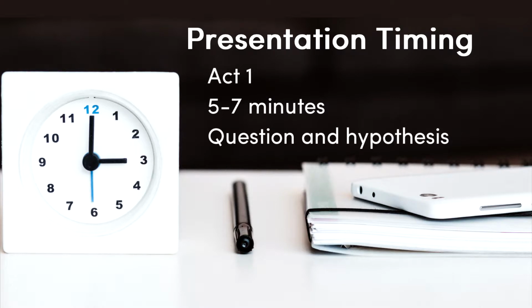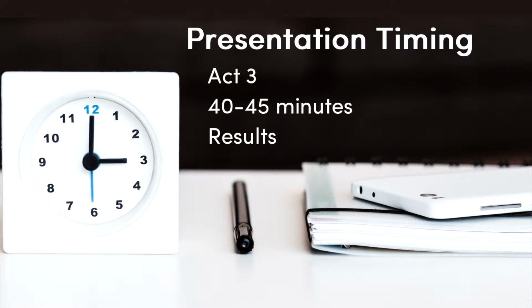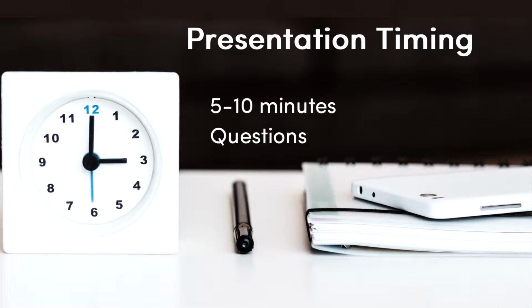In Act 1, you'd use about 5 to 7 minutes for a short introduction, giving the audience just enough background information to understand the logic behind your question and the hypothesis. Devote 3 to 5 minutes to explain the methods you will use to answer your questions. Spend about 40 to 45 minutes on the answers to your question or your results. Take 5 minutes for Act 3 to recap your findings and what avenues you plan to explore in the future. The remaining 5 or 10 minutes can be used to answer audience questions.